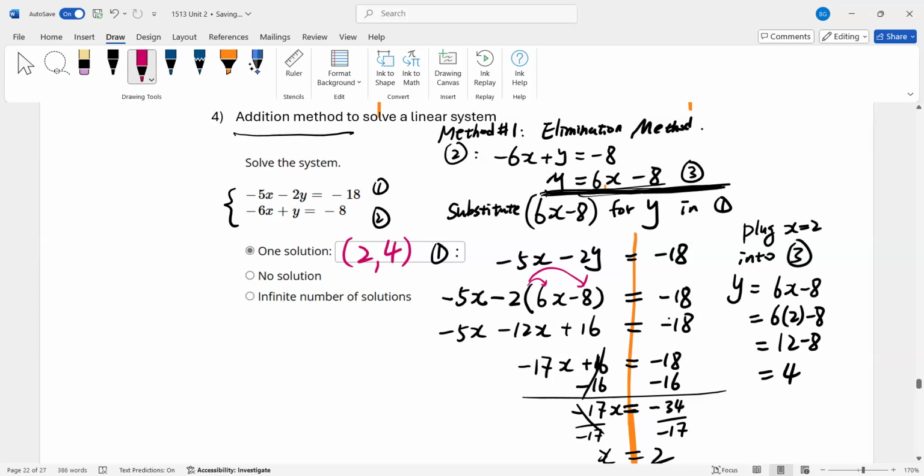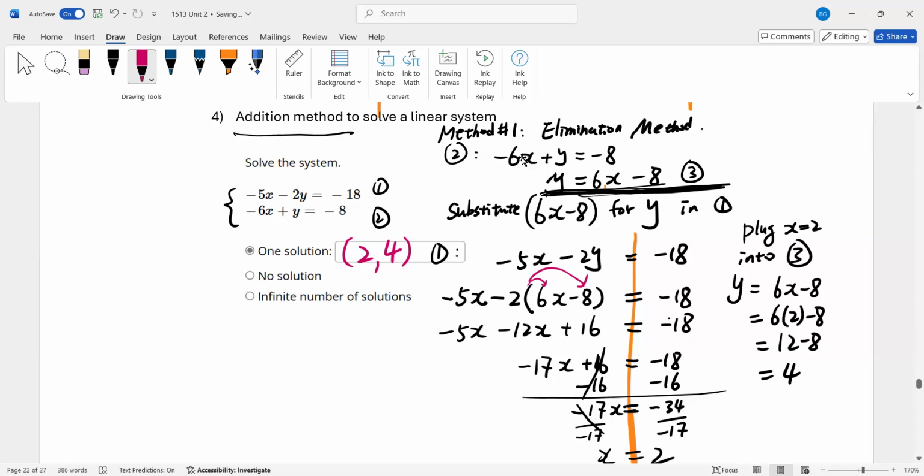When you take a test, you should always double check your answer. You can plug in x equals 2, y equals 4 into both equations. Make sure this ordered pair does satisfy both equations. Then your answer definitely is correct.